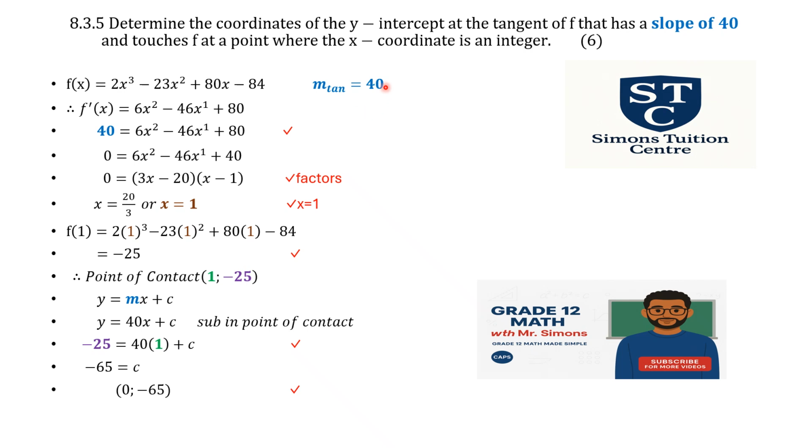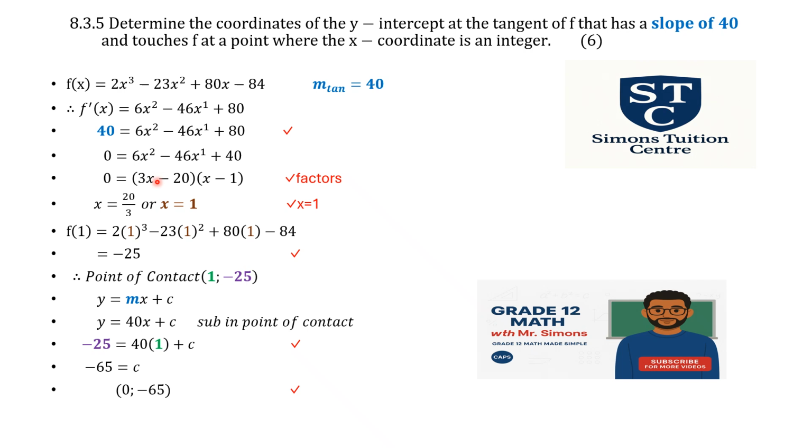So to get the gradient of the tangent, which equals 40, we normally work with the first derivative. So the first derivative: 3 times 2 is 6x, 3 minus 1 is squared. 2 times 23 is minus 46x, 2 minus 1 is 1. 1 times 80 gives me 80. So that whole expression must equal 40. Right, and if we simplify now, take 40 over, 80 minus the 40 gives me plus 40.